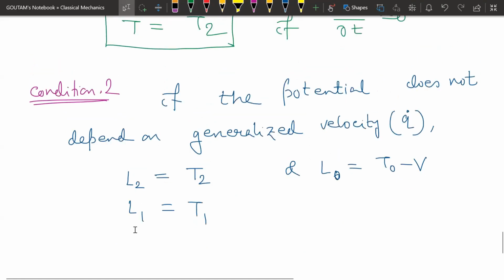So L1 is linear in generalized velocity, and L2 is quadratic in generalized velocity. There will only be kinetic energies there, because potential energy is independent of generalized velocity. So potential energy will only come in this expression of L0.